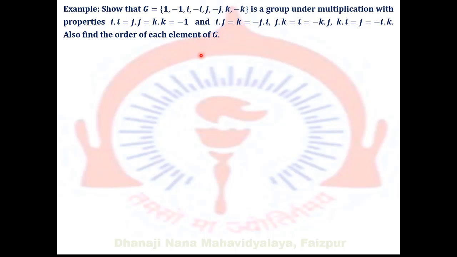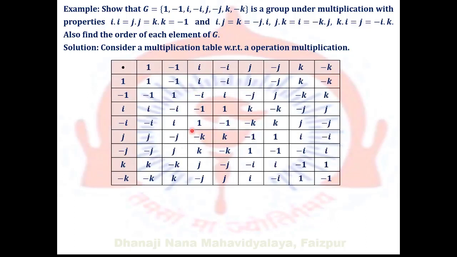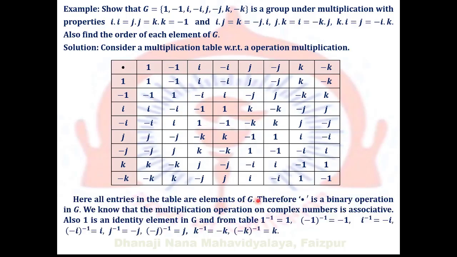Now we prepare a composition table or multiplication table with respect to the operation multiplication of those elements. So this is the composition table. Here the operation is multiplication. So by using these properties, we have prepared this multiplication table. Here all entries in the table are elements of G. Therefore, this operation multiplication is binary, and we know that multiplication operation on complex numbers is associative.